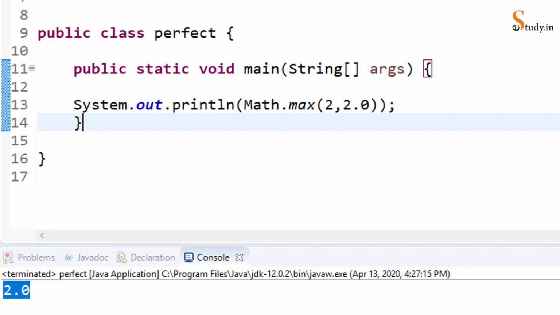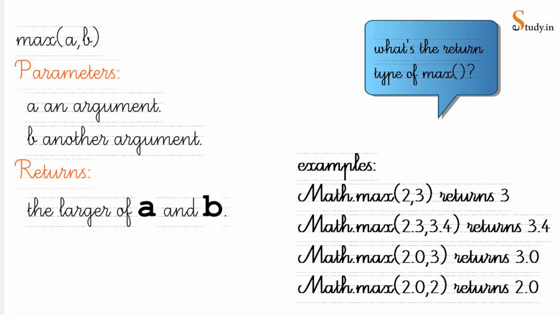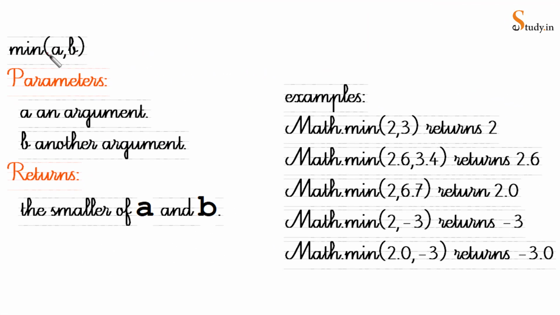Okay, now the next function which we will study is the min function. Now the min function again takes two arguments, a and b, and it will return the smaller of the arguments, whichever is the smaller value. And again in this case it works the same way as the max function works. So when you have 2 and 3, it returns 2. When you have double arguments, it returns the smaller one, but the return type is double now. So 2.6 and 3.4, it returns 2.6.